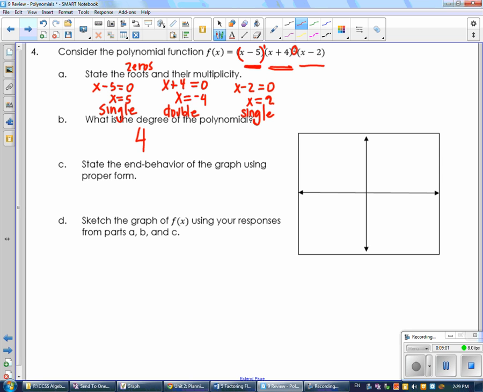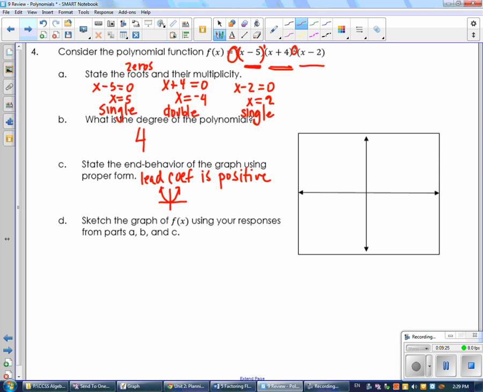And so if I know my degree is 4, notice that there's no number out in front. The leading coefficient in this case would just be a positive 1. So that means my leading term is positive, or my leading coefficient is positive. So if I have an even degree and a positive leading term, that means I'm dealing with two ends that should be going up.